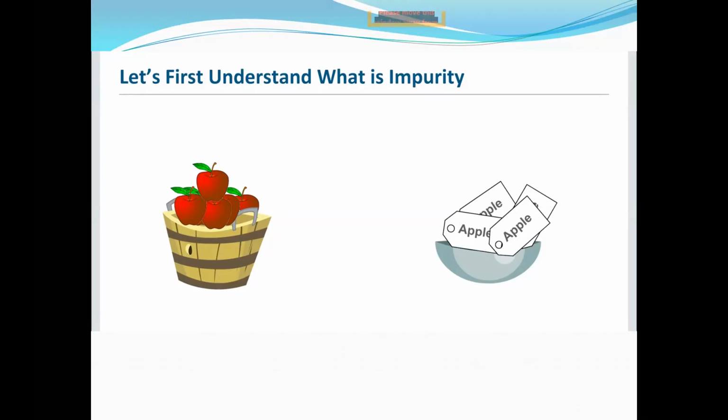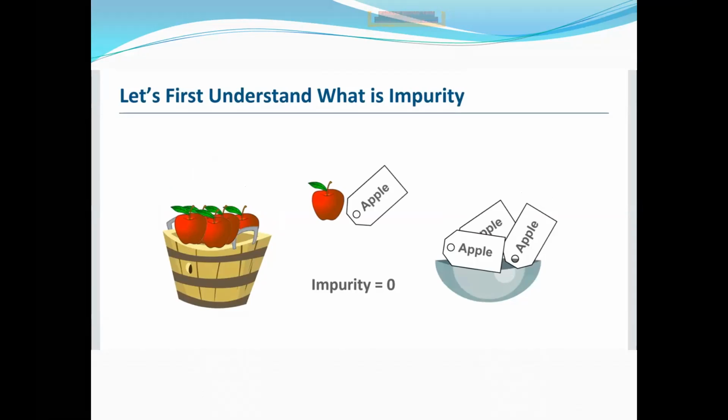It's an apple. So I try to pick one fruit from the basket, randomly, and I pick a label, right? Obviously both match, because we only have apples, and the label is also apple. So there is no mixed-up data. Here the impurity is zero, we can say. This is what we call pure data, right?